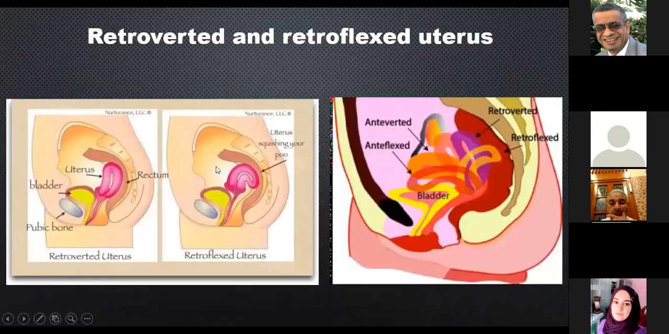This image represents the retroverted uterus, where there is a disproportion in the axis between the cervix and vagina, and a retroflexed uterus represents disruption of the axis between the body and cervix. This is an anteflexed uterus, while this is a retroflexed uterus, and this represents an anteverted uterus, while this is a retroverted uterus.